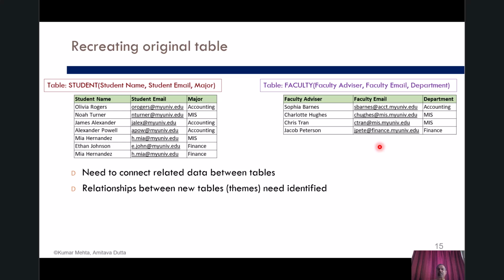If I look at these two lists in isolation, there is no way for me to tell at the moment, based on how it looks right now, who Mia Hernandez's MIS advisor is. There is no way for me to tell who Noah Turner's MIS advisor is. There is no way for me to tell who Olivia Rogers' accounting advisor is. So these two lists are related.